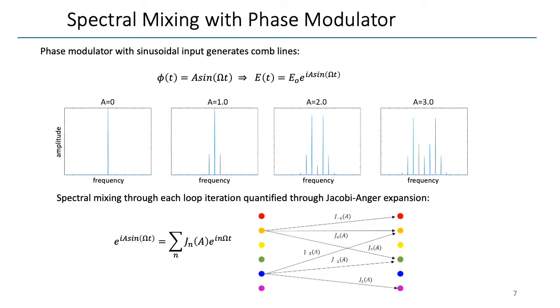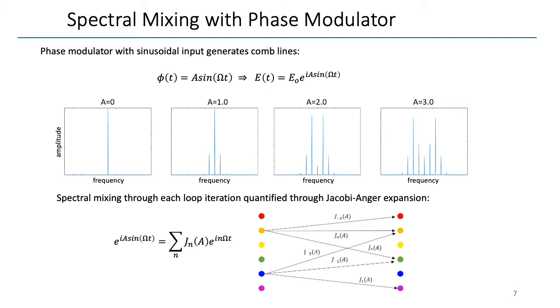So this slide explains in a bit more detail the comb generation and spectral mixing process that is induced by the phase modulator. When a phase modulator is driven with a sinusoidal input, it will generate sidebands around the carrier frequency, whose amplitudes are described by the well-known Jacobi-Unger expansion in terms of Bessel functions. In general, the larger the phase modulation amplitude, the greater the number of sidebands that are generated. This comb generation process allows for fully parallel computation within the reservoir and directly increases the size of the reservoir itself.